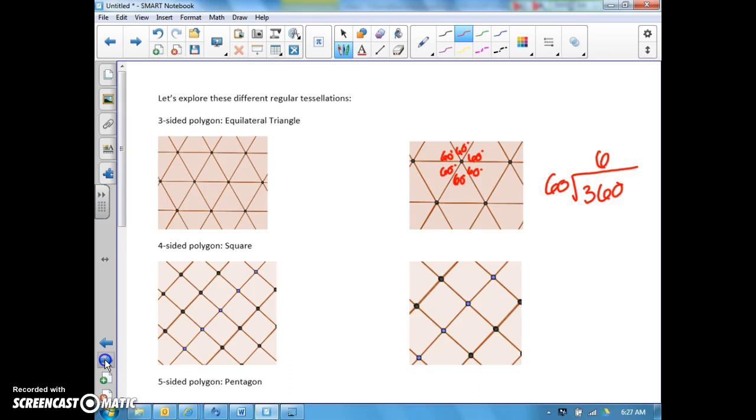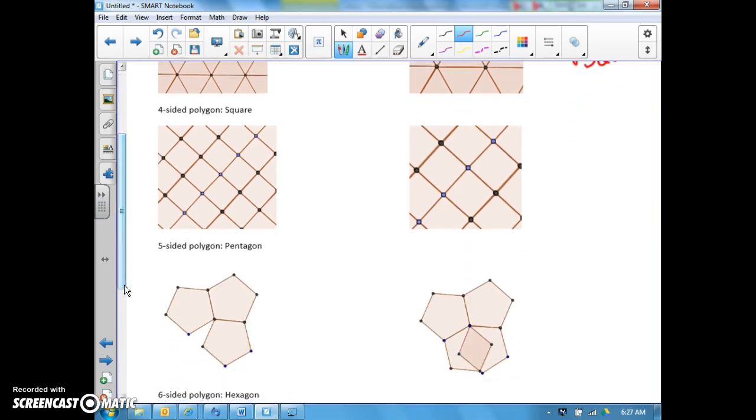one vertex. Now let's look at the four-sided tessellation, the square. Now, as we all know, squares have 90-degree angles, which is really nice, and they also tile perfectly. And the reason they tile perfectly is because 90 goes into 360 4 times. So it fits together perfectly. Now let's look at an example that doesn't work.